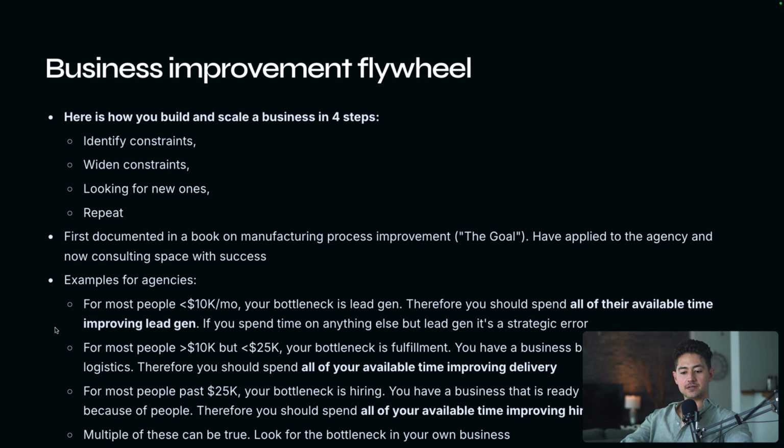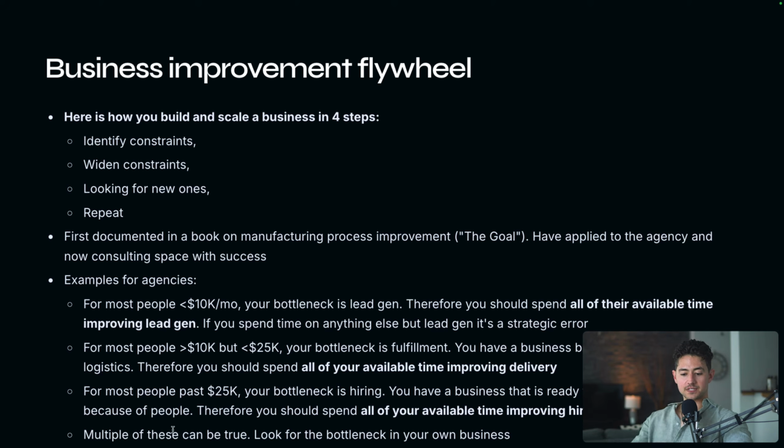Now, I mentioned here that for most people that are greater than 10K but less than 25K, your bottleneck is usually fulfillment. These are rough numbers. They're not 100% accurate. Some people are more effective, so they can do more money without having this be a bottleneck. Some people are less. But essentially what you have is a business that's not scalable due to logistics. So you should be spending all of your time improving your ability to fulfill, improving your ability to deliver. After 25K, a lot of the time your bottleneck becomes hiring. You have a business that's ready to scale, but you can't because of people for whatever reason. So you should be spending all of your available time hiring and improving that hiring process.